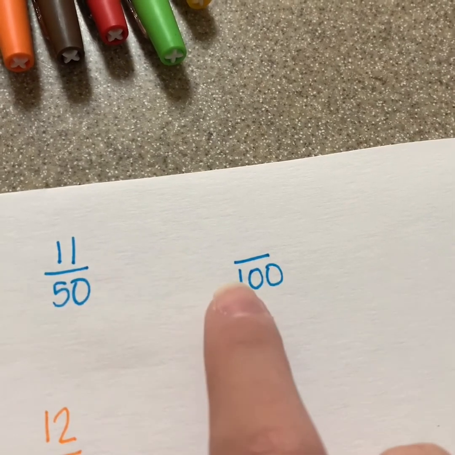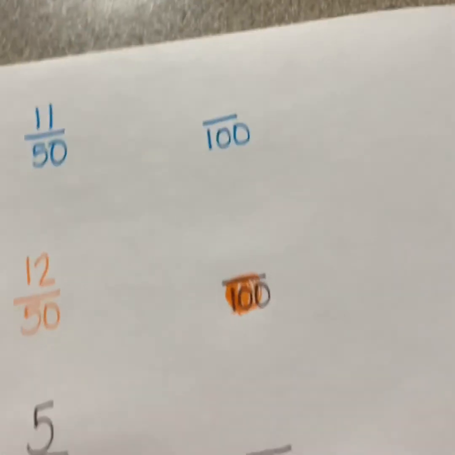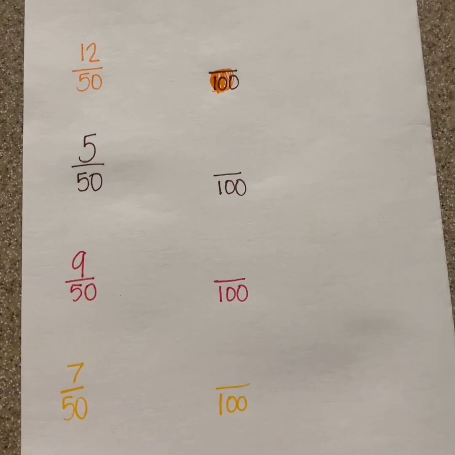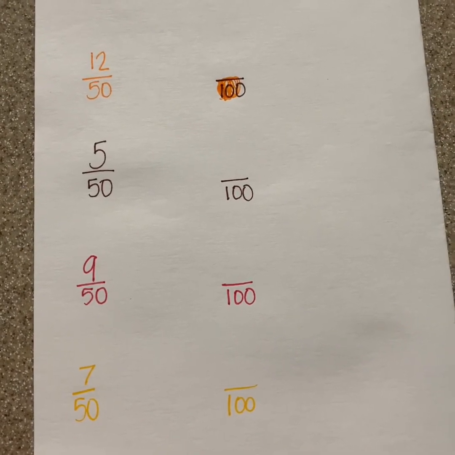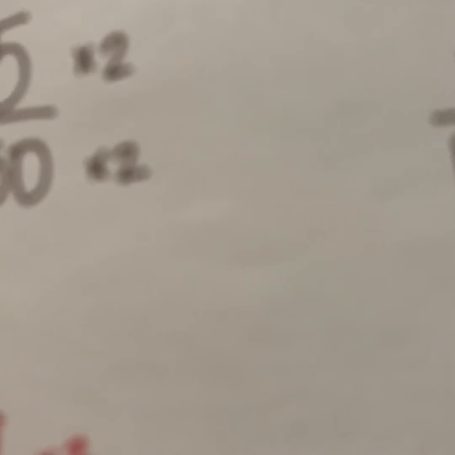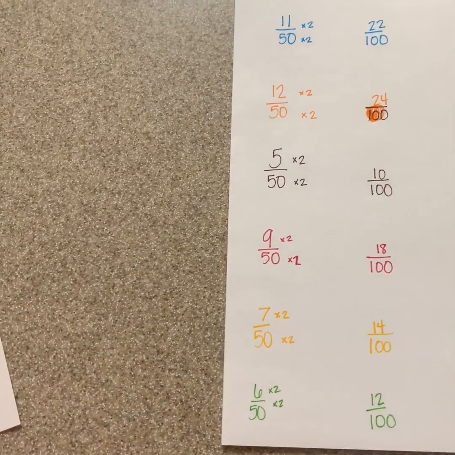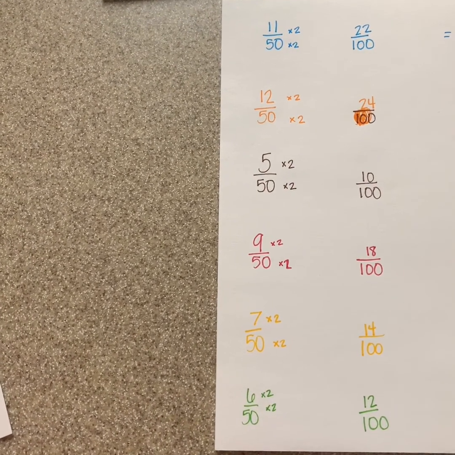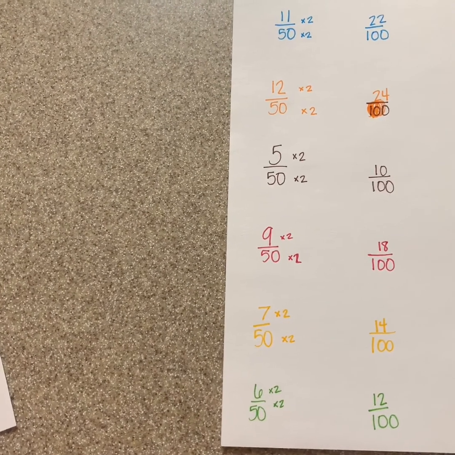So 11 times 2 would give me 22. So for each denominator, it's all out of 50. So each time, I'm going to multiply my numerator and denominator times 2. Okay, so I have rewritten all my equivalent fractions now. So I multiplied both my numerator and denominator times 2 on every fraction to get a denominator of 100.